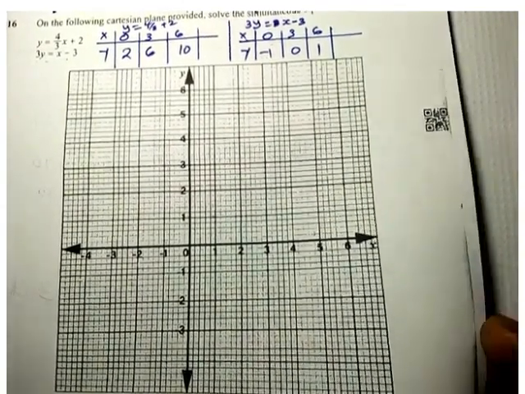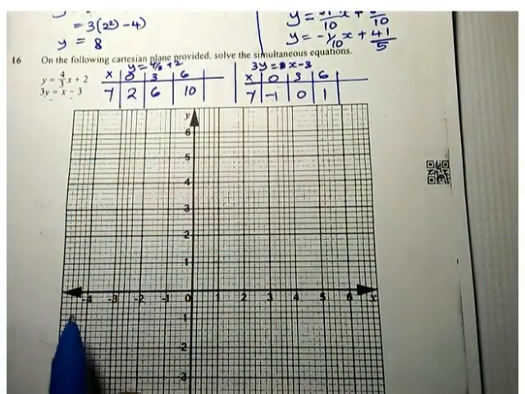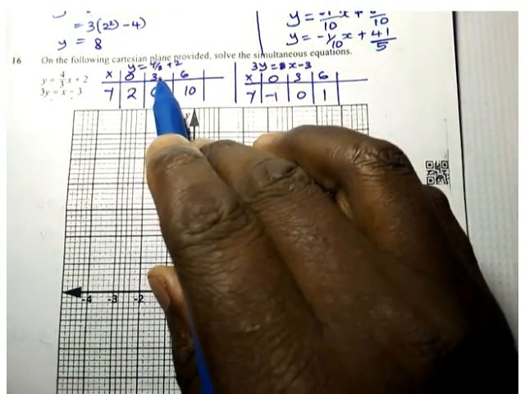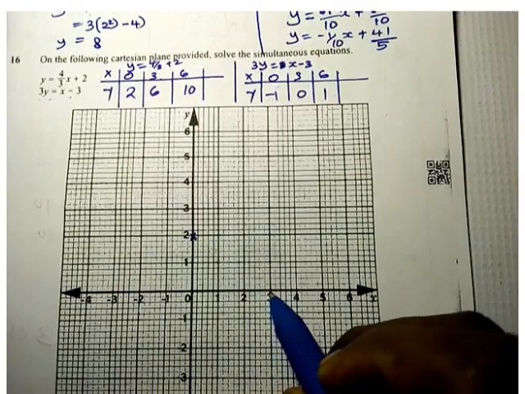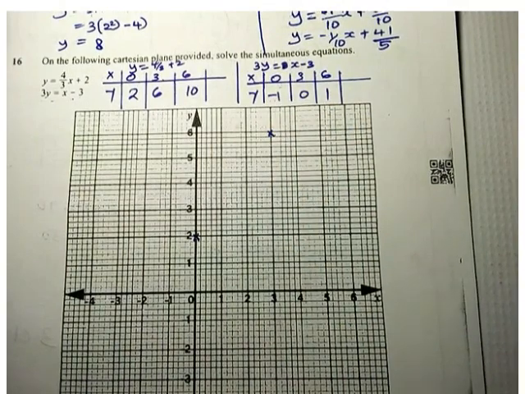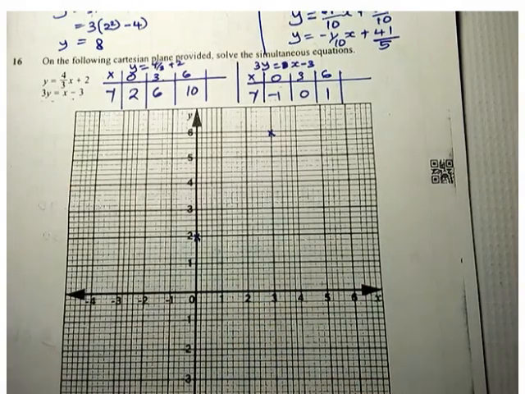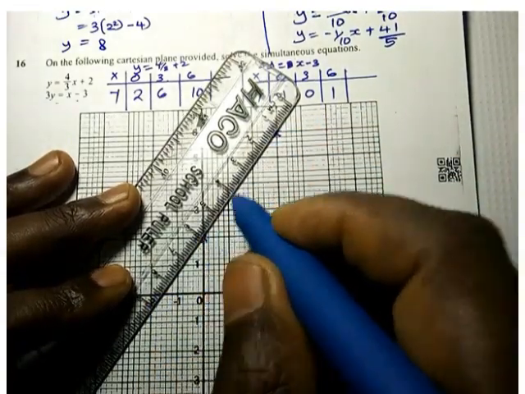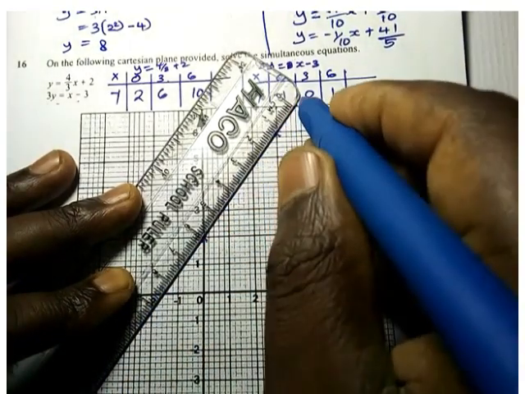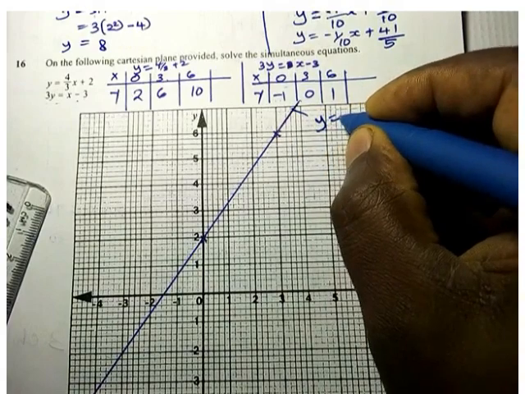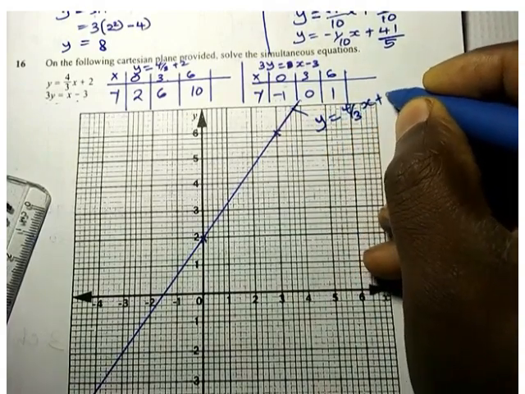So first, when x is 0, y is 2, so you put the point there. When x is 3, y is 6. 2 points are enough to draw. So I will draw this one. You put your ruler on the points, and then you draw a straight line like that. And this is the line y is equal to 4 over 3 x plus 2.